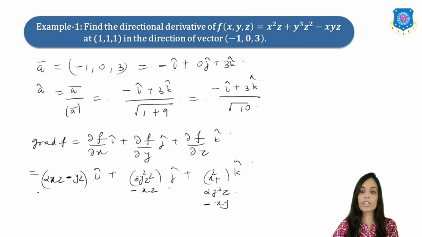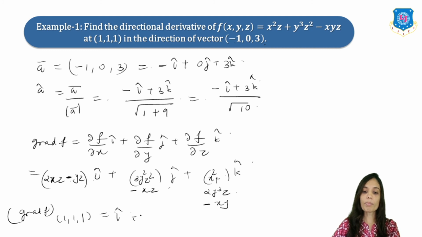So if I put the values 1, 1 and 1, our answer of gradient of f at point (1, 1, 1) will be, if I put 1 over here, it will be 2 minus 1. So I cap. Now if I put 1, 1, 1 over here, it will be 3 minus 1. So plus 2 j cap. And lastly, if I put 1, 1, 1 over here, it will be 1 plus 2 minus 1. So answer will be plus 2k cap. Okay, so this is the answer of the gradient.